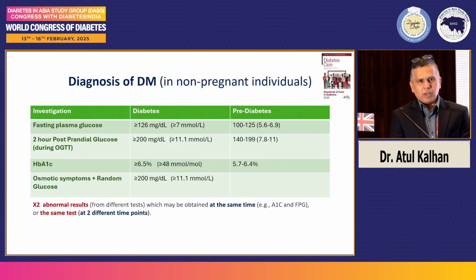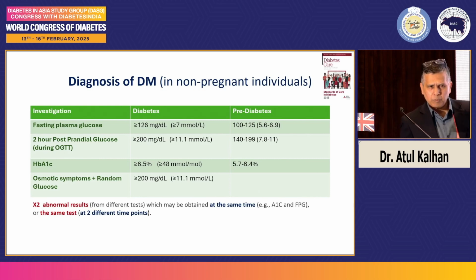So if you have no osmotic symptoms, which tiredness I'll not consider as an osmotic symptom, and the blood glucose was high only on one occasion, this can't be termed as diabetes, right? So all credit to people who have given the right answer, that you need to check it again. In presence of osmotic symptoms, I would have labeled this gentleman as having diabetes, right? So you need two abnormal results from different tests or the same test at two different time points.